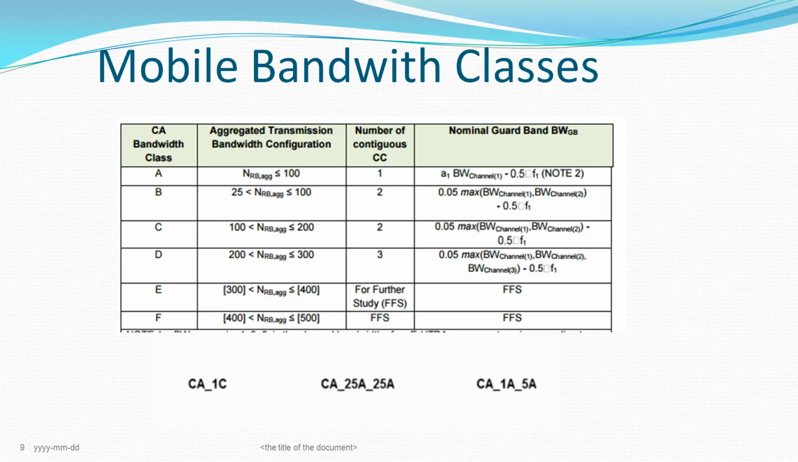The third case, which you can see, is CA_1A_5A. This case is interband aggregation, which means that you will aggregate two different 3GPP frequency bands, one in frequency band 1 and the second one in frequency band 5. In this case, it's a bandwidth class of A, which means you have one component carrier in frequency band 1 and one component carrier in frequency band 5.